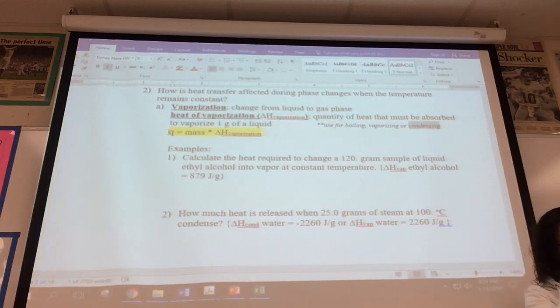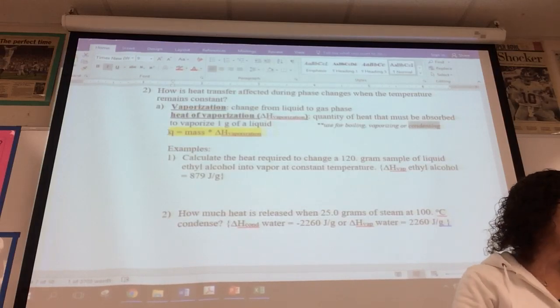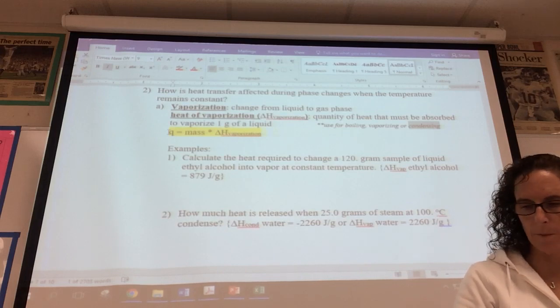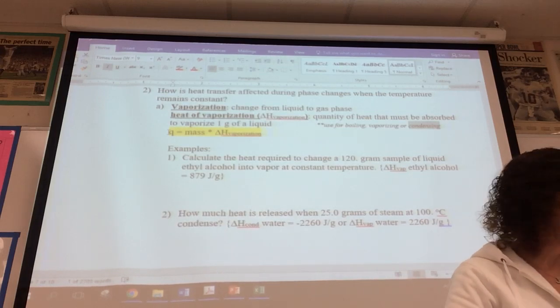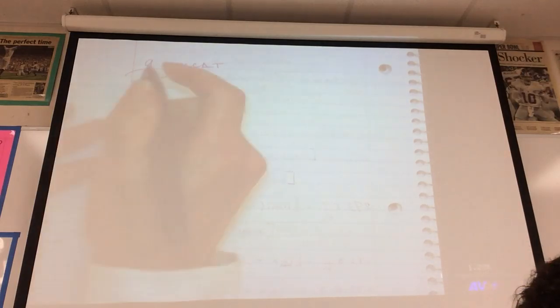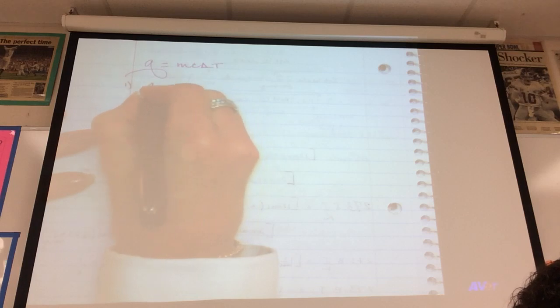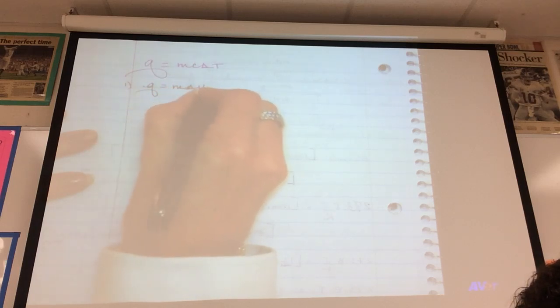In the first example, it says calculate the heat required to change a 120 gram sample of liquid ethyl alcohol, that's ethanol, into vapor at constant temperature. The delta H of vaporization of ethyl alcohol is 879 joules per gram. How would we calculate the heat required? What do we do? Mass times vaporization. Exactly. Q is equal to the mass times the delta H of vaporization.